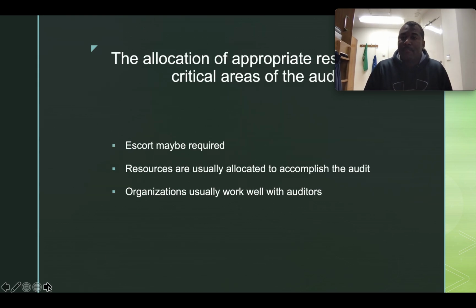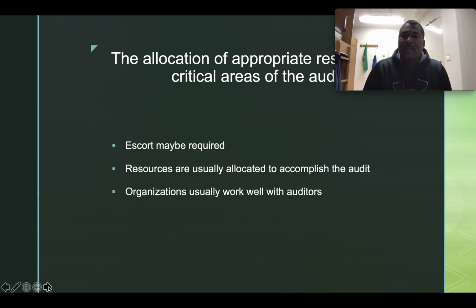The allocation of appropriate resources. Those are critical areas of the audit. Okay, guys, so on these ships, in places that auditors are not accustomed to, you may be assigned a mentor, an escort to escort you around the ship so that you don't end up in harm's way. They keep you out of harm's way while you're performing your physical audit activities or inspections.